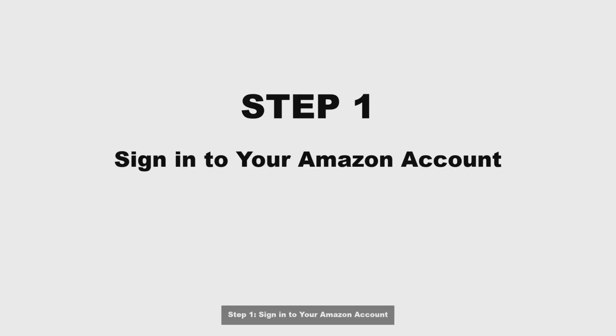Withdrawing money from your Amazon Prime account to your bank account is a straightforward process. Follow these steps to complete the transaction. Step 1. Sign into your Amazon account. Go to the Amazon website or open the Amazon app. Enter your login credentials to access your account.